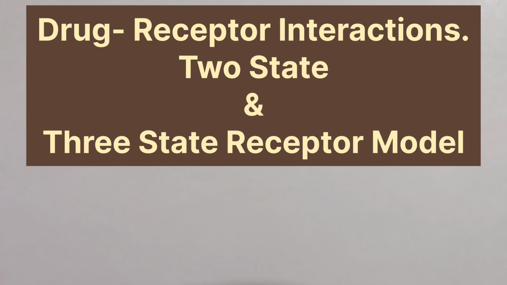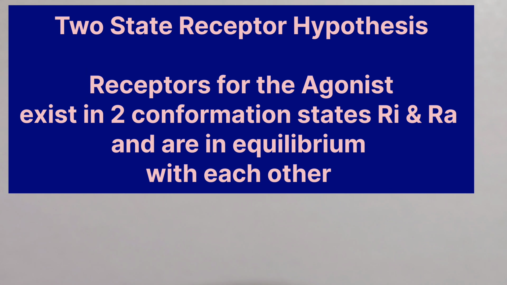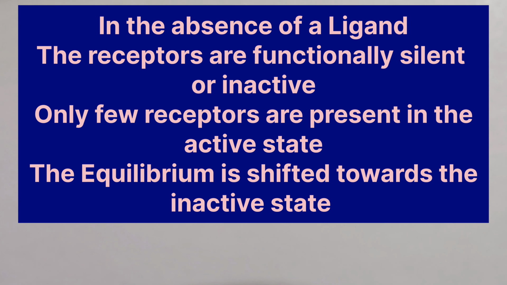The drug-receptor interactions can be explained by the two-state and three-state receptor models. According to the two-state receptor hypothesis, the receptors for the agonist exist in two conformational states, the inactive state of the receptor, that is Ri, and the active state of the receptor, that is Ra, and they are in equilibrium with each other. In the absence of a ligand, most of the receptors are in the resting or quiescent state. So the equilibrium is shifted towards the left, that is the inactive state of the receptor. Only a few receptors are present in the active state.